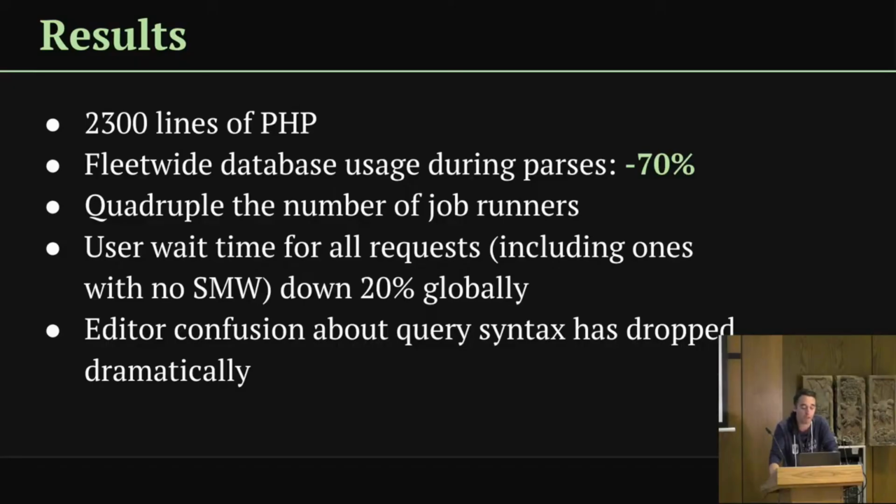And this is probably my favorite part, is that editor confusion about query syntax has gone way down. I had been using Semantic MediaWiki for 10 years, and I still couldn't tell you all of the things that colons and pluses and dashes do. I don't know all the things that those do. And if any of you do, please tell me. It's a simpler syntax for doing the set of things that we need for data management.